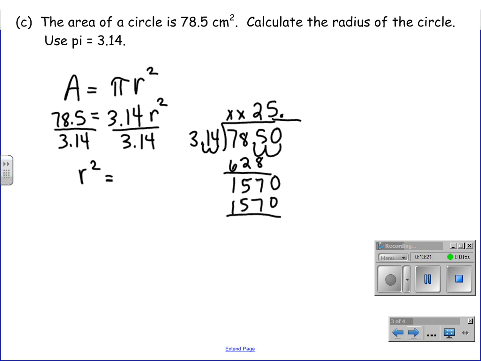All right. We have digressed and we have to move on. So r squared equals 25. What do we do to get r? Oh, what do we do for that? Alec? We divide this. Good. Which is 5. So my radius equals 5 centimeters.